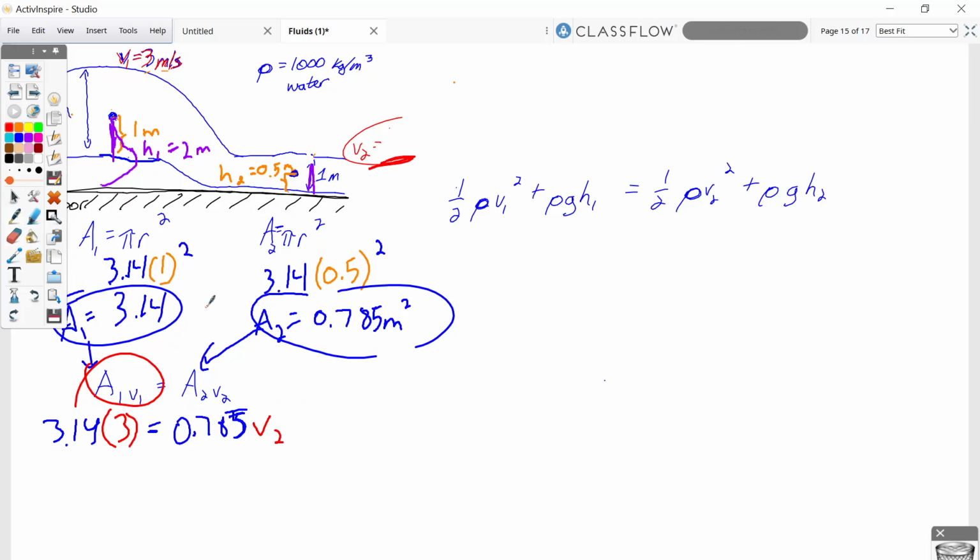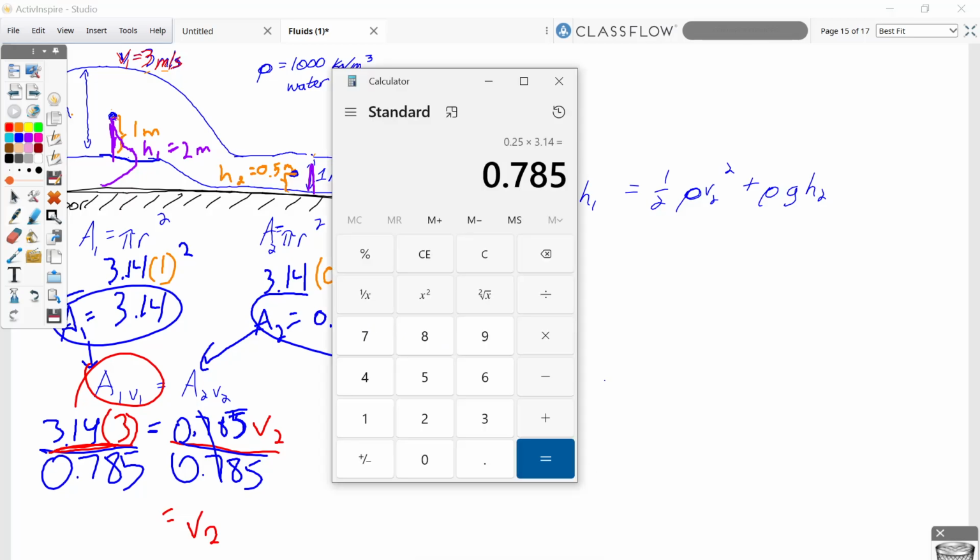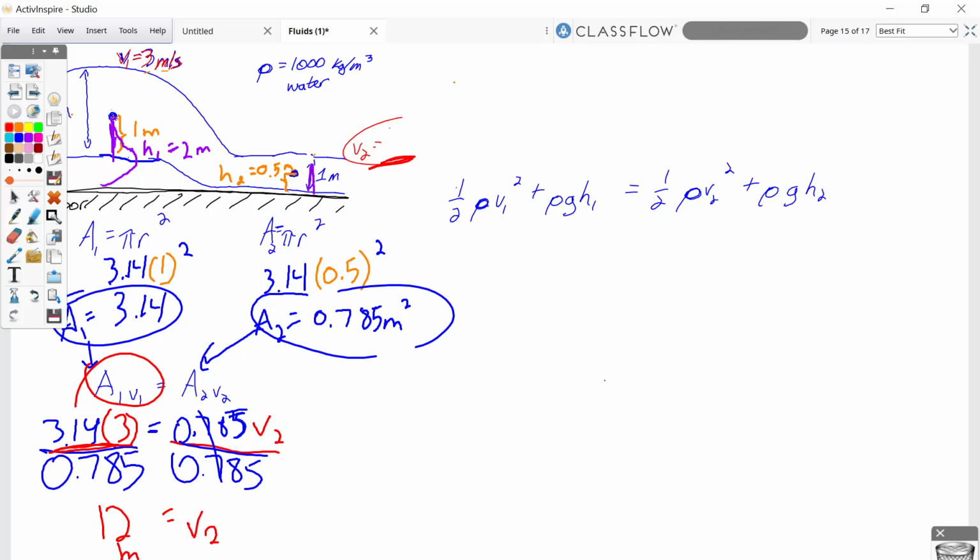So all I have to do now is divide. And we're going to solve for our velocity. So I'm going to do 3.14 times 3 divided by 4 times 3 divided by 0.785, and that gives me 12. Okay, so that's how fast the water is flowing.